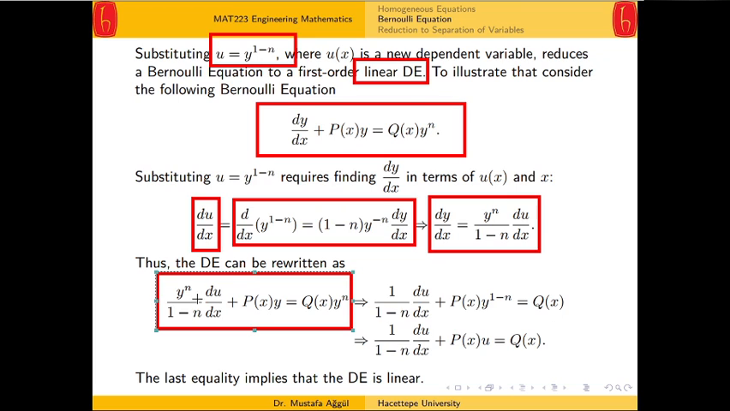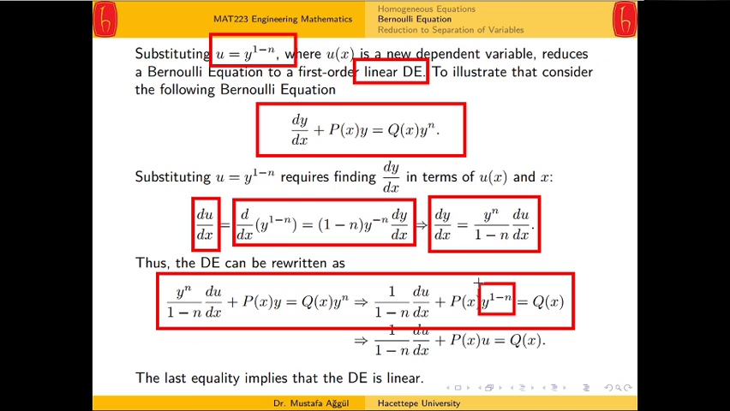Okay, now if we divide all the terms here by y to the n, we will have this function. It is basically 1 over 1 minus n, because y to the n will go away, times du/dx, plus p(x) times y to the 1 minus n, because we divide by y to the n, and here y to the n will go away, and we will end up with q(x). Okay, so you need to recognize that this is our u. So y to the 1 minus n is basically equal to u.